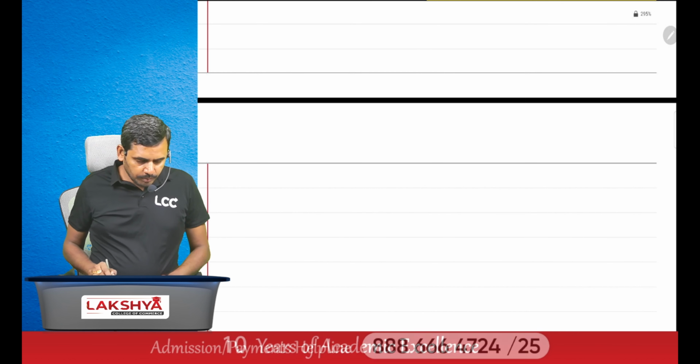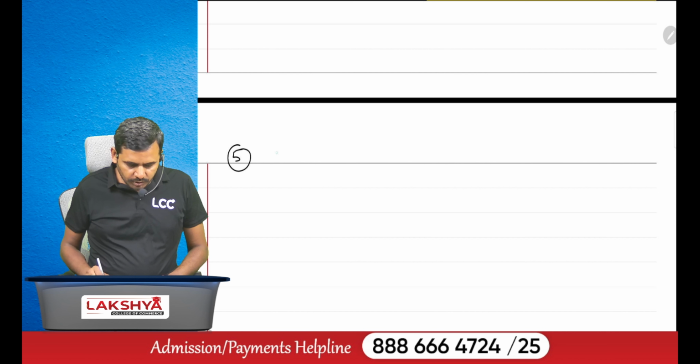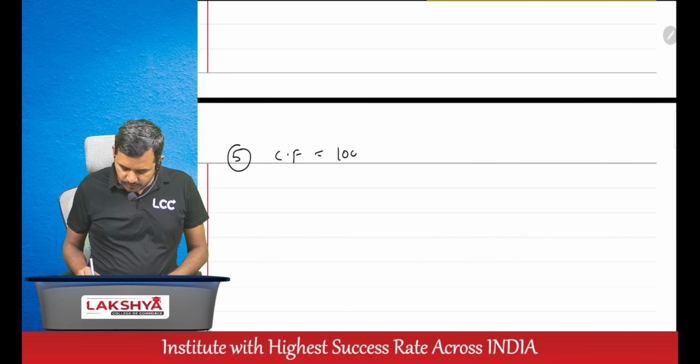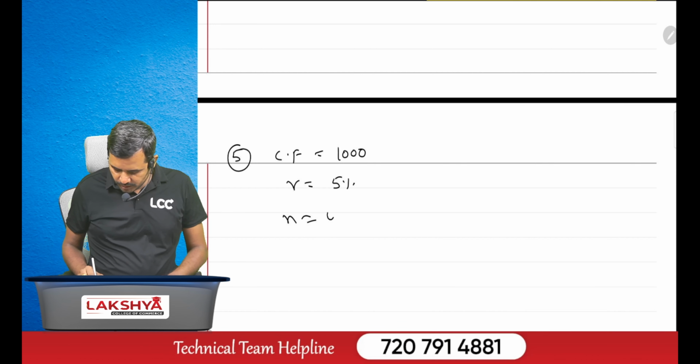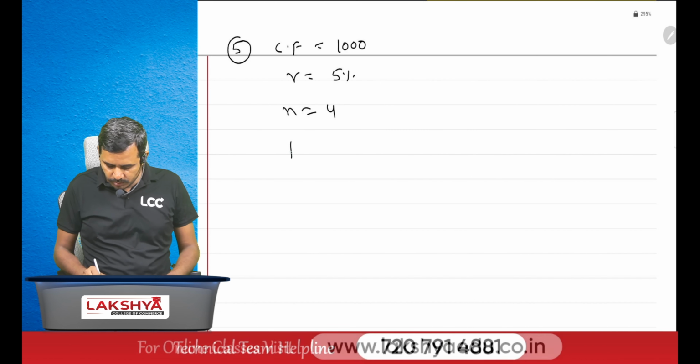See the fifth question. What is the information given? Cash flow amount is 1000. Rate of interest, the discount rate, is 5%. Number of years is 4 years. Now we want to find out the present value.